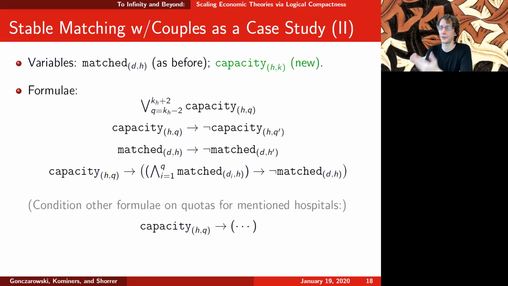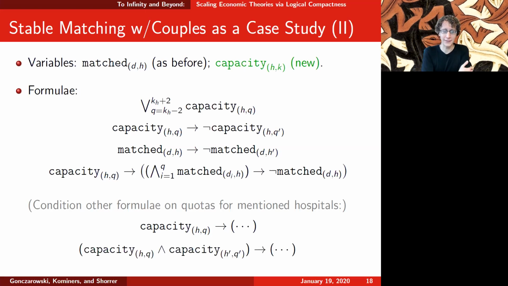We take all the other formulae, we condition them on the matching quotas. For D different than the DIs, yes, for sure. We introduce conditionals on all of our other formulae so that you don't break the capacity. So a block can't break the capacity constraints and so forth. And we're done.